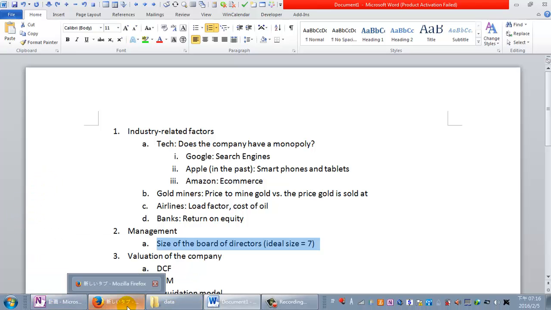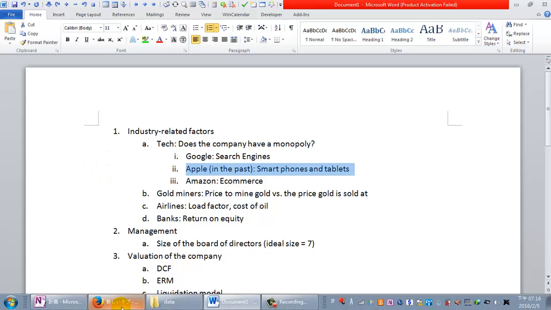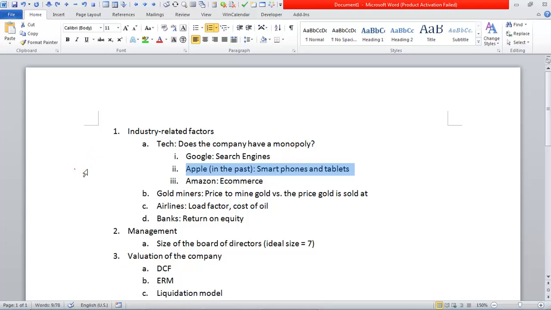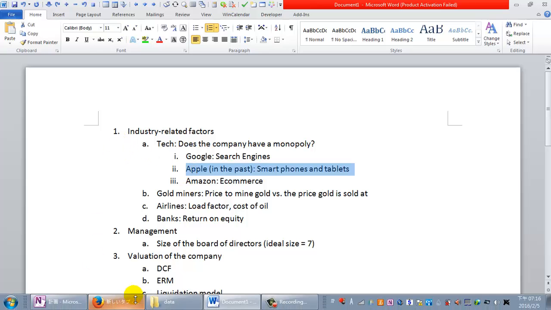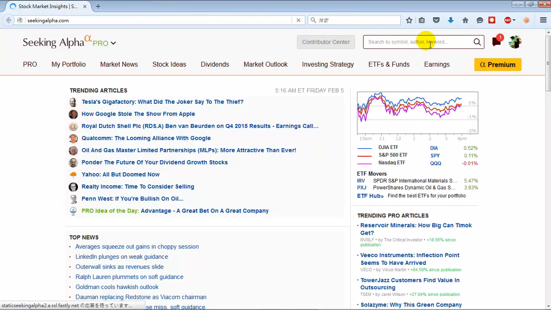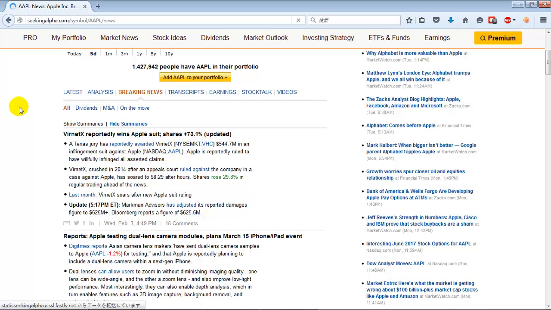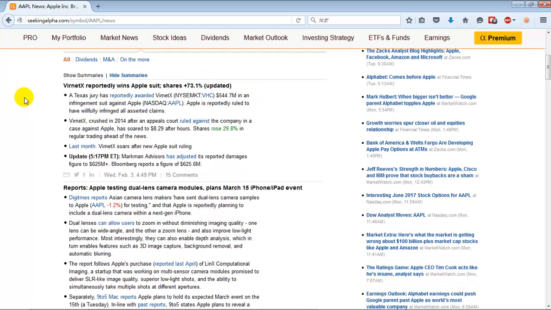All right. So let's look at these 3 things, and we'll just choose a few tech stocks. So why don't we start with the most popular one, which is Apple. Does the company have a monopoly? Well, in the past it did, now it doesn't. Just learning about the company itself gives you a good idea. And I like to go and look at Seeking Alpha and type in the ticker up here, so Apple. And then once you get there, click on Breaking News. And you'll get the most up-to-date stuff on that company, and it might change your outlook on that company.